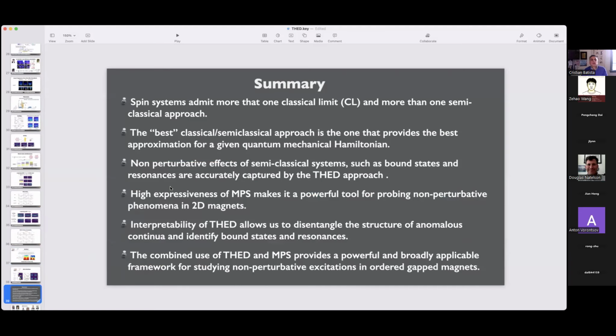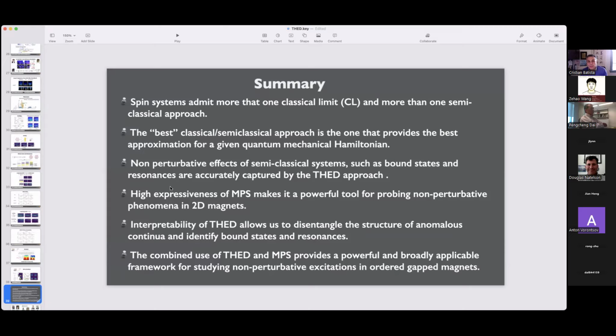So to summarize, let me just say that spin systems admit more than one classical limit and more than one semi-classical approach. The best classical or semi-classical approach is the one that, of course, gives the best approximation to the exact quantum dynamics.